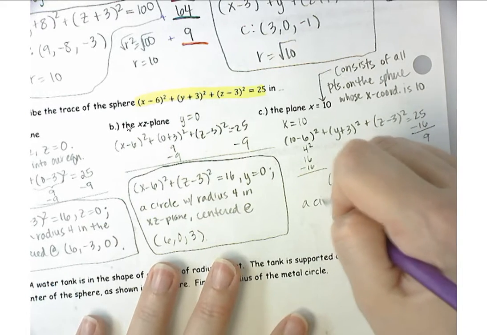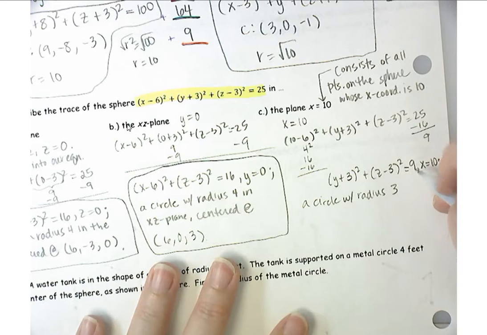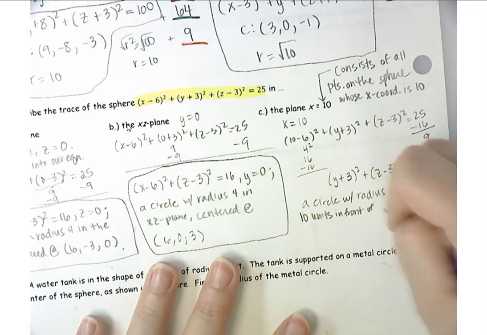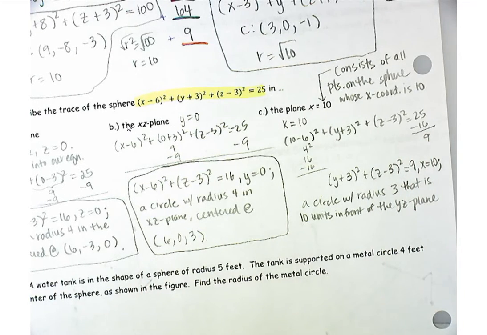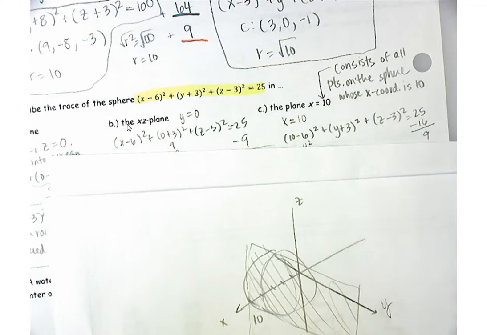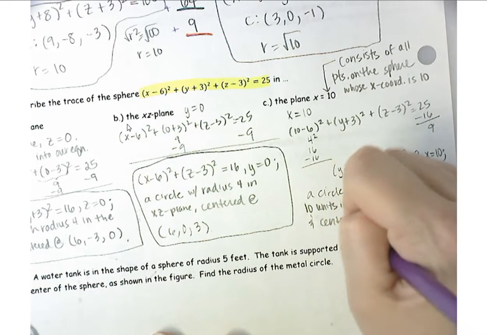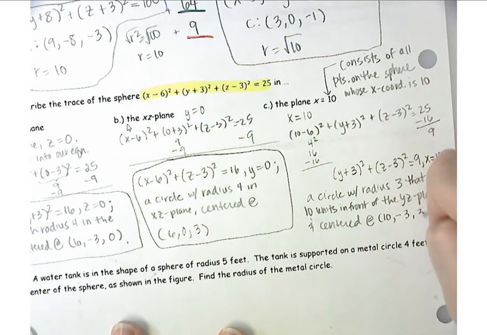So this is a circle. And what's the radius for this one? Now the radius is 3. And it is 10 units in front of the YZ plane. Because think about it, it's going to be parallel. This is your YZ plane. This is parallel to your YZ plane. That's the other wall that's not shown. And it's centered at, so we plugged in 10 for x. We do the opposite here and then the opposite here.